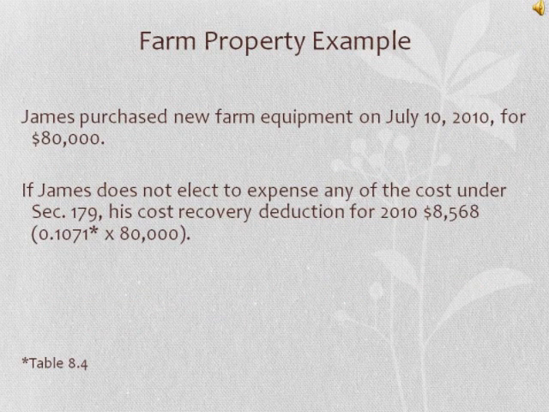Here's a farm property example. James purchased new farm equipment on July 10, 2010 for $80,000. If James does not elect to expense any of the costs under Section 179, his cost recovery deduction for 2010 is $8,568. This is calculated by taking 0.1071, the value from Table 8.4, times the $80,000 cost.